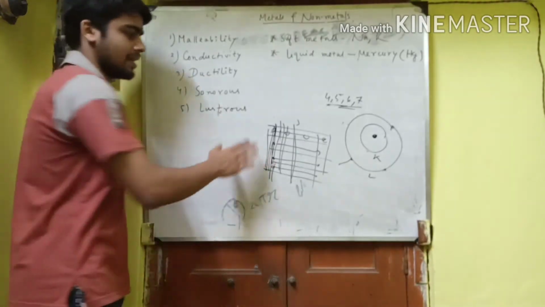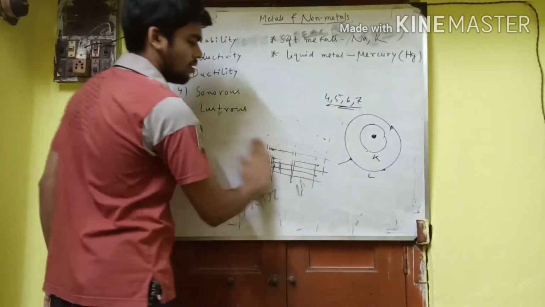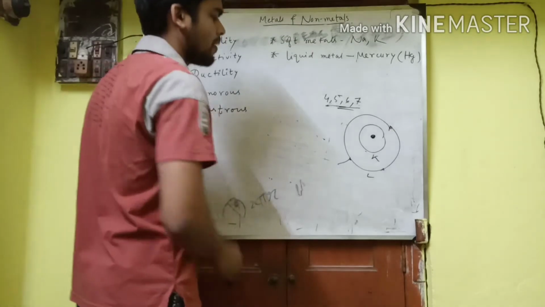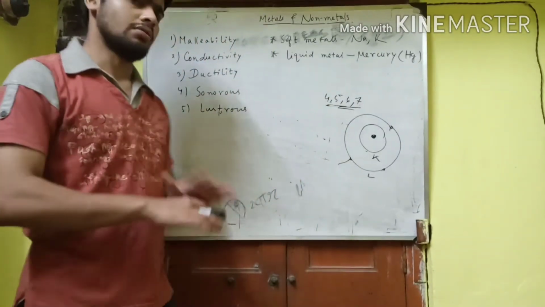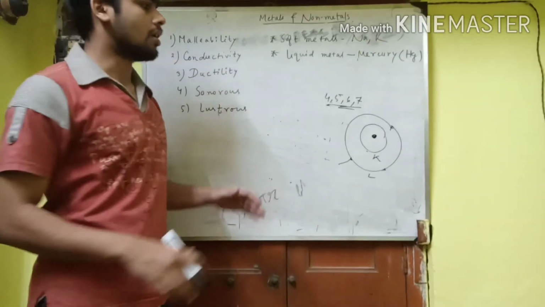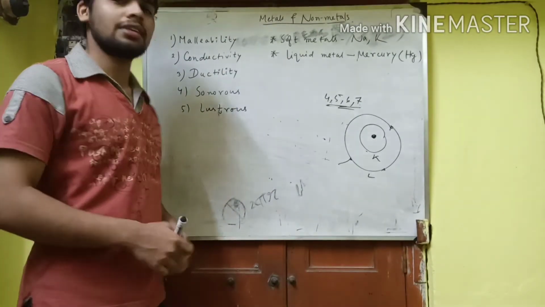So this is the periodic table, and a periodic table also defines various other properties of elements, but that is another topic. So this is the basic idea about metals and non-metals.